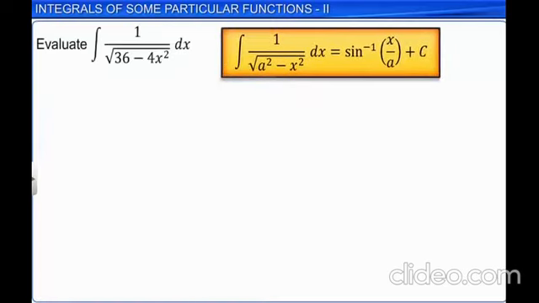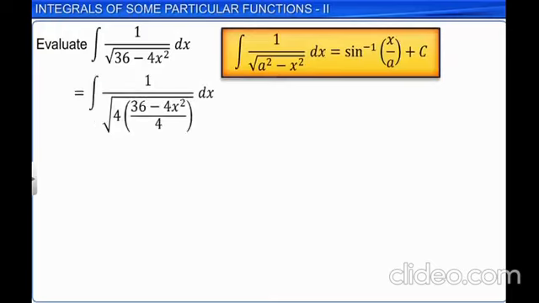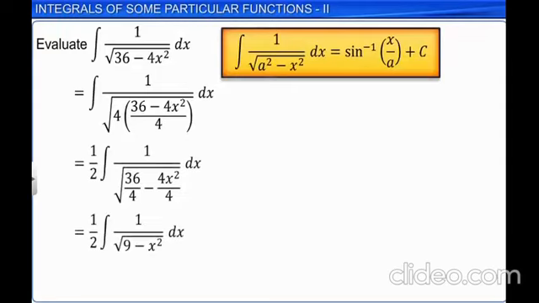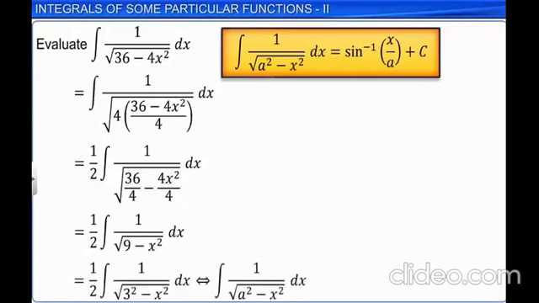Now, let's see how to apply this standard integral to solve the integral of 1 upon square root of 36 minus 4 x square dx. To bring this integral into standard form, we make the coefficient of x square as minus 1. So we multiply and divide the denominator of the integrand by the coefficient of x square as shown here. On simplifying, this integral can further be written as 1 upon 2 into integral of 1 upon square root of 9 minus x square. Writing 9 as 3 square, we see that the integrand is now in standard form.